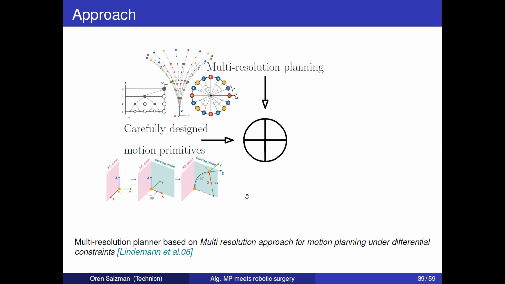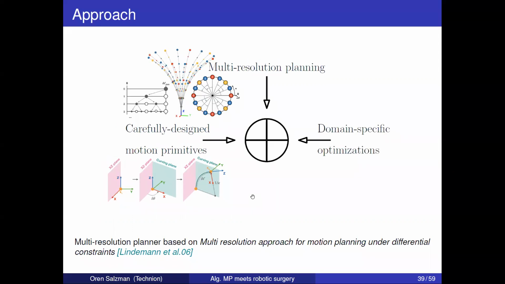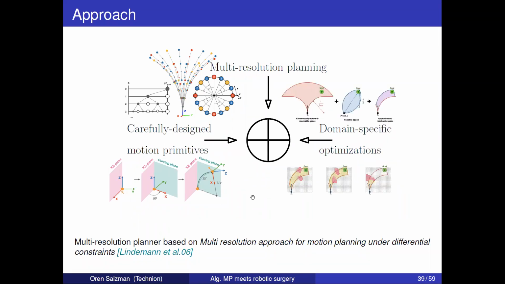Here we have to refine these motion primitives, and we needed to apply a lot of domain-specific optimizations like parallelization and culling, and exploiting the fact that these systems have curvature constraints, so they can't go anywhere. This allows us to reject configurations that we can't reach. And the combination of these three building blocks allowed us to suggest an efficient and resolution complete needle planner.